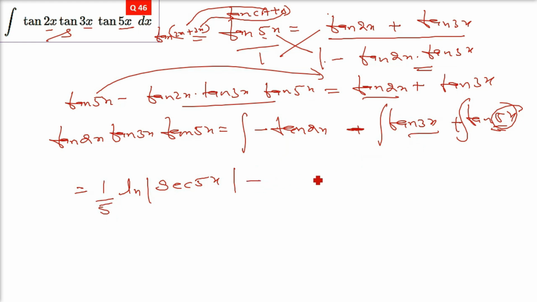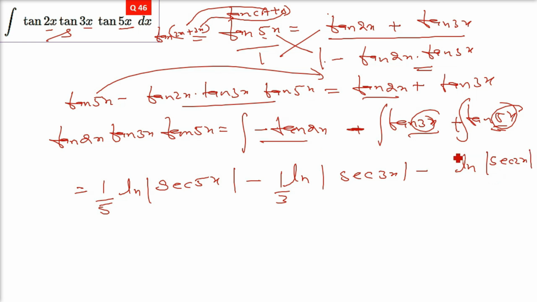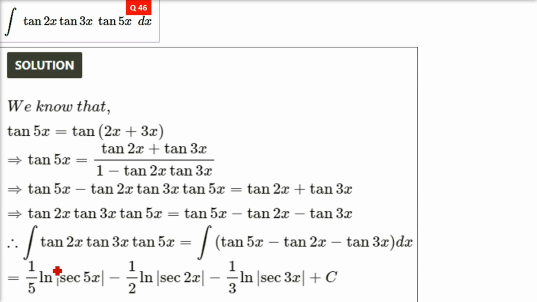Similarly, two negative terms are there, tan 2x and tan 3x. Let us do the tan 3x first. It will be ln modulus of sec 3x, and differentiation of 3x will give you 3, so it will come in the denominator. Tan 2x will give you ln modulus of sec 2x. And what is the differentiation of 2x? It will be 2. So this is a kind of different question. You must do it once so that you understand how to do a question like this.